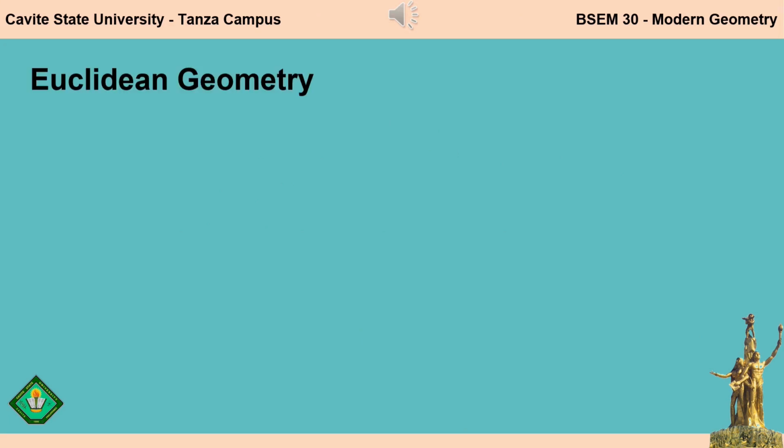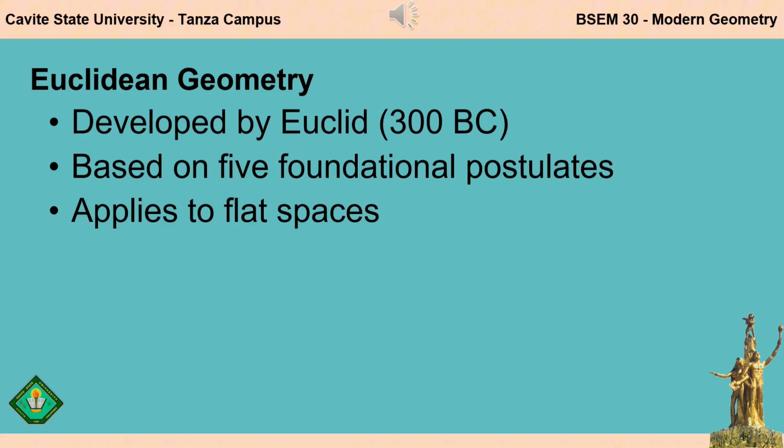First is Euclidean geometry. Think of this as normal geometry, or the kind of geometry most of us have learned in school. It's a kind of geometry that deals with flat surfaces, like a piece of paper on the floor. It was developed a long time ago by a Greek guy named Euclid, in 300 BC.